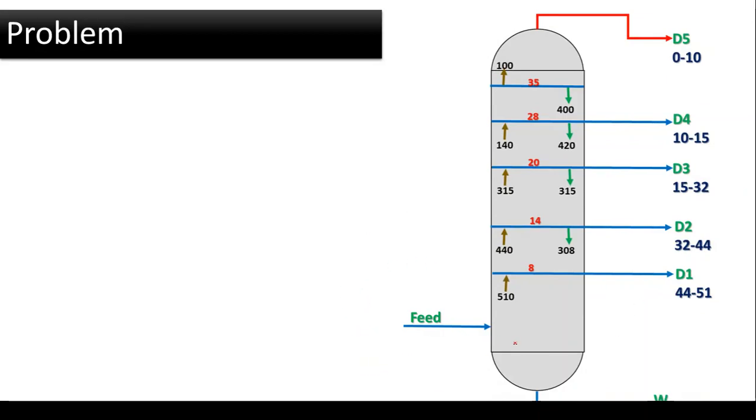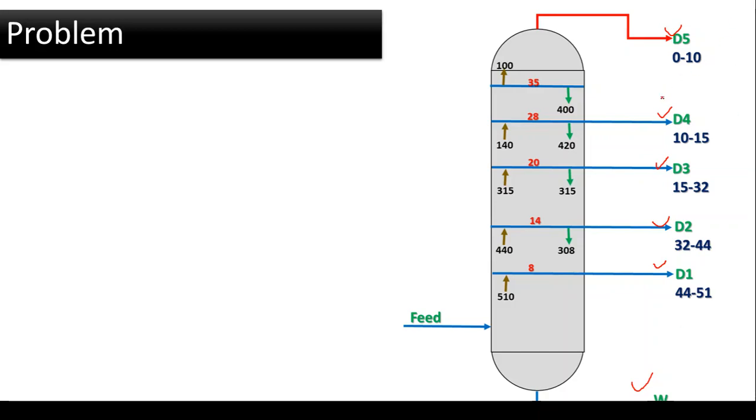Feed is given here, then we have D1, that is the first product from the column from the bottom side, then the second product, the third product, then D4 distillate, and this is a top product. So D5 is the overhead product and D1 to D4 are the side products. Obviously there will be a residue, that is the bottom product. So this is about product number one.